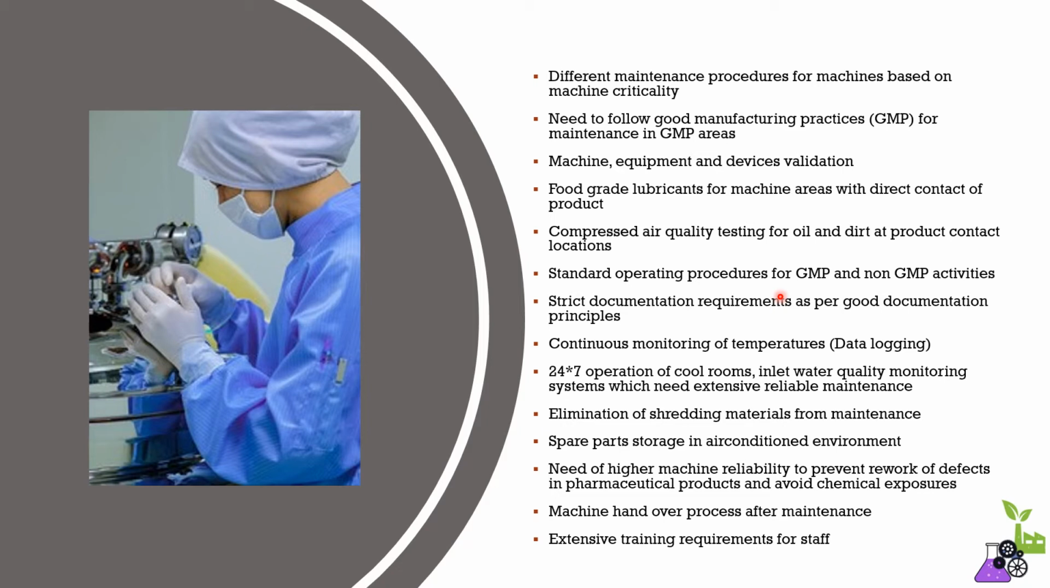Next one, food grade lubricants for machine areas with direct contact with the product. Food grade lubricants are required because if we put a normal lubricant on a machine and it comes into contact with the product, the product might be poisonous to the patient. To prevent such incidents, food grade lubricants are a must. Next one, compressed air quality testing for oil and dirt at product contact locations.